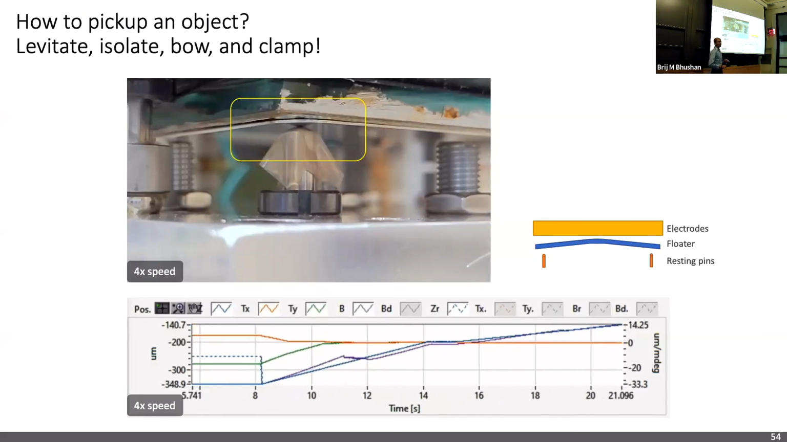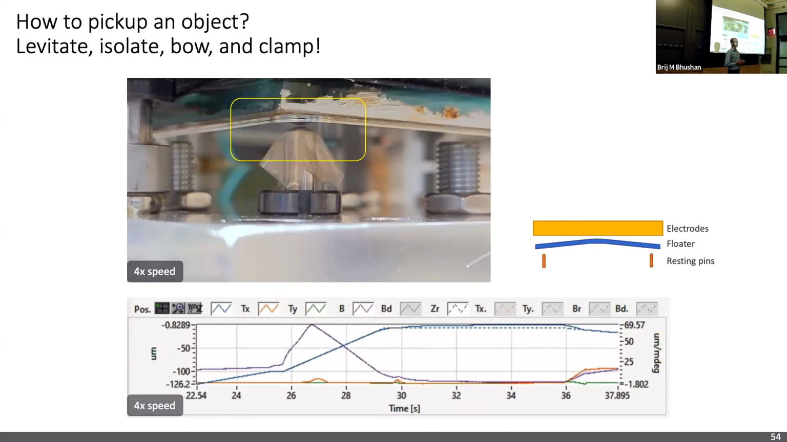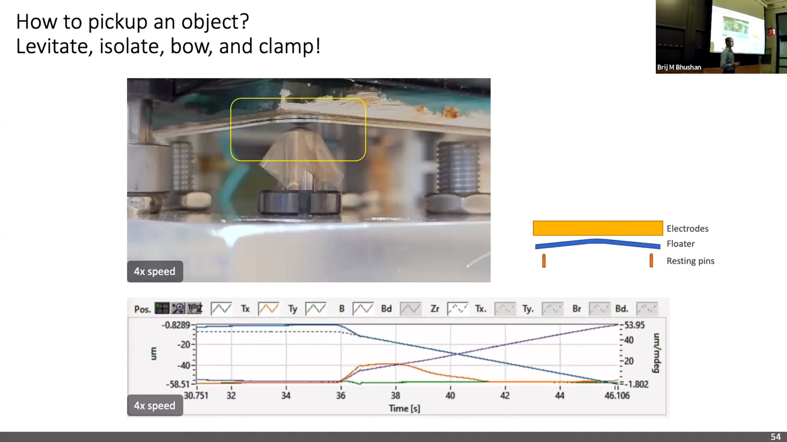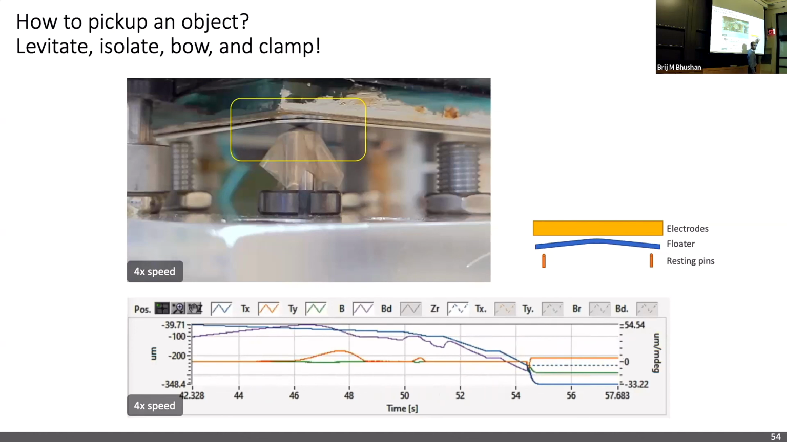So to wrap up, I hope that next time you are faced with a task where you have to hand off an object and particle generation is critical, you will think of levitation, isolating the handoff using levitation, and then making contact at the center and then clamping. So I guess: levitate, isolate, bow, and clamp.